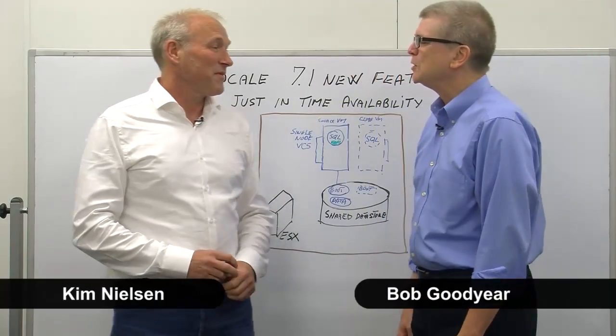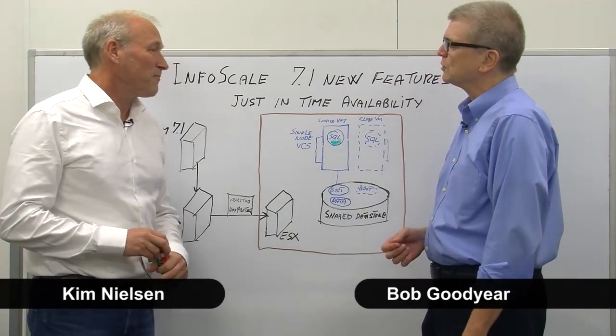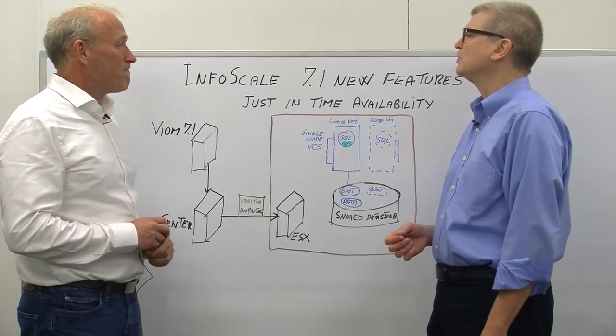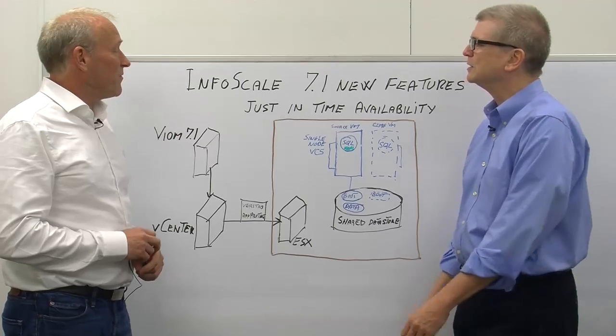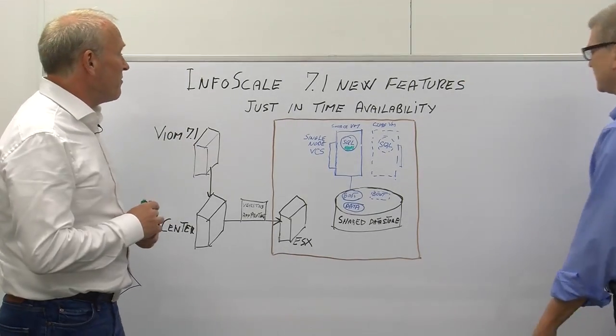Okay, Kim, I see that you want to talk about one of the new features that came out in InfoScale 7.1 called just-in-time availability. What can you tell us about it? Yes, Bob, that's exactly what I want to talk about.